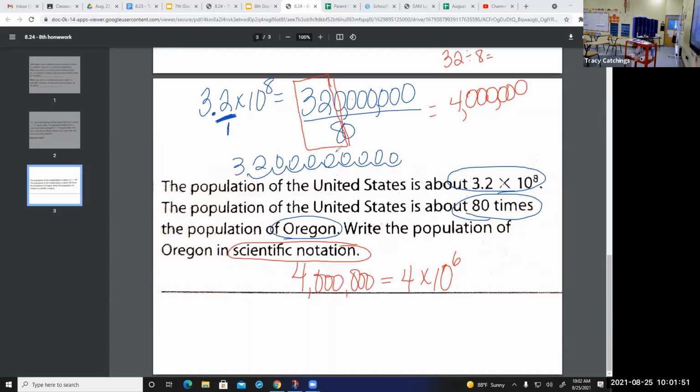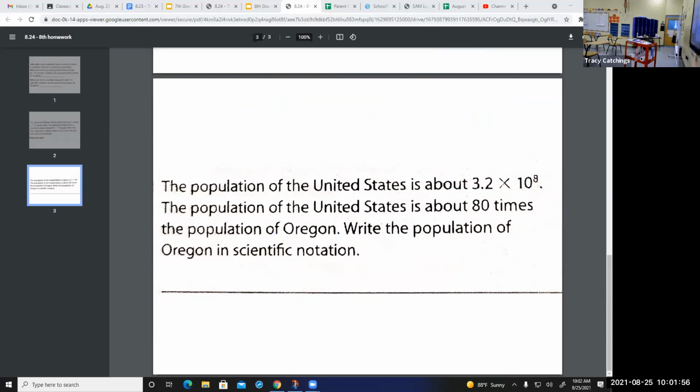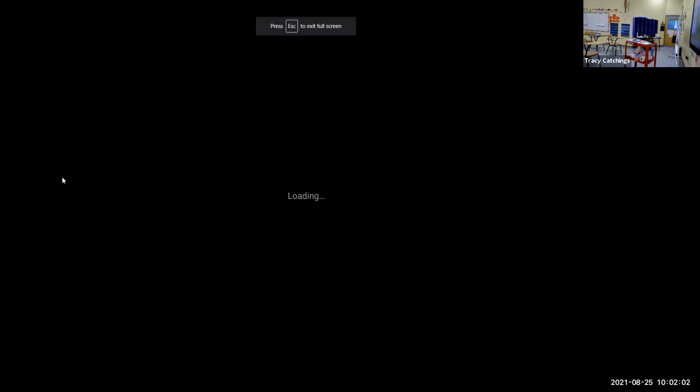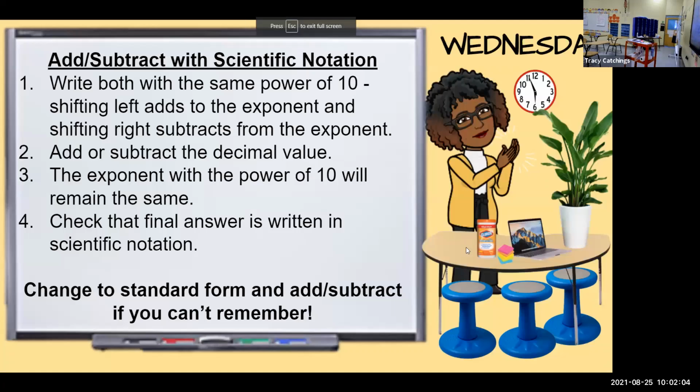Okay. Today we're going to continue looking at scientific notation, and so we're going to dive deeper into adding, subtracting, and multiplying and dividing. I do hope you got your math notebook. We're going to start with a few notes on how we add and subtract with scientific notation. I'm going to give you about 3 to 5 minutes to go ahead and add that to your math notebook.